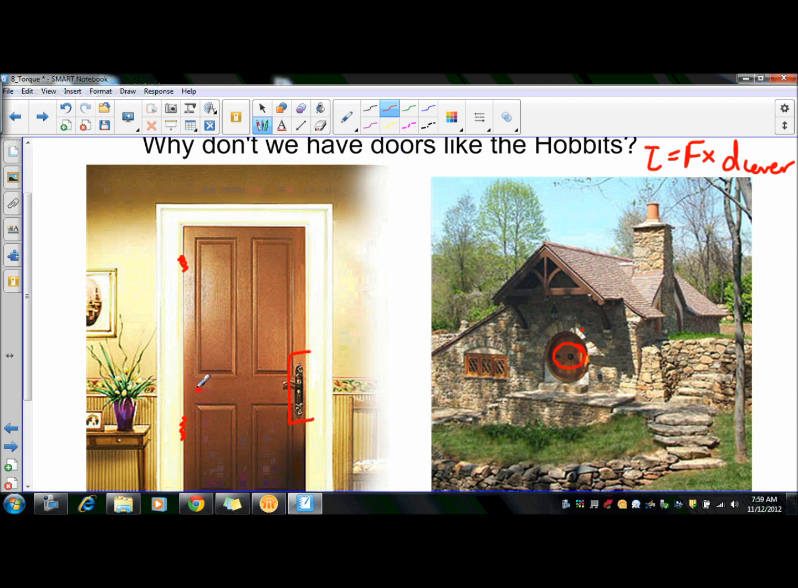And that's because at this point, this is your distance. You have a teeny tiny distance. So in order to get this door to open, you have to apply a large force over a small distance, whereas if you push from the other end, then you have a long distance, which means you only have to apply a small force. Okay, so the force and distance are inversely related.